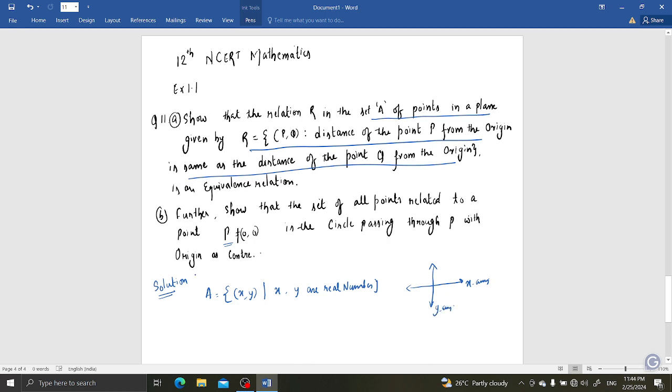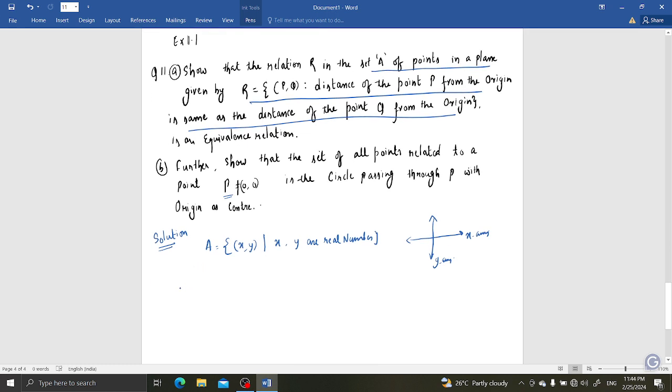So in the question, they define a relation R on this set A. How do they define it? We have a point P and a point Q. The ordered pair (P, Q) belongs to R if the distance of the point P from the center O, for simplicity let us assume the center O is the origin, is such that OP equals OQ. In a simple manner we can write it this way, otherwise it will waste time if I write the complete language.